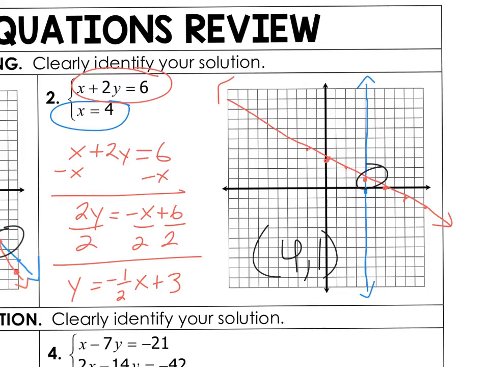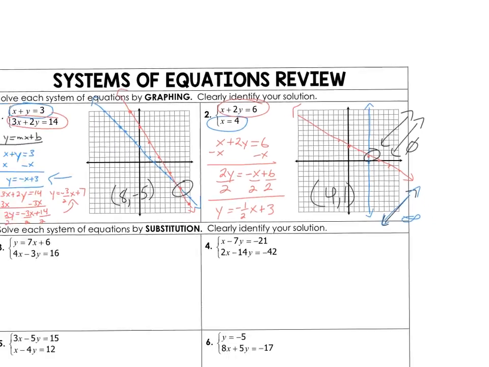Also remember, for your test tomorrow, if you graph two lines and they are parallel, like this, that would mean that there would be no solutions. And if you graph two lines that happen to be the same line, like this, that would mean that there would be an infinite amount of solutions because those are right on top of each other.